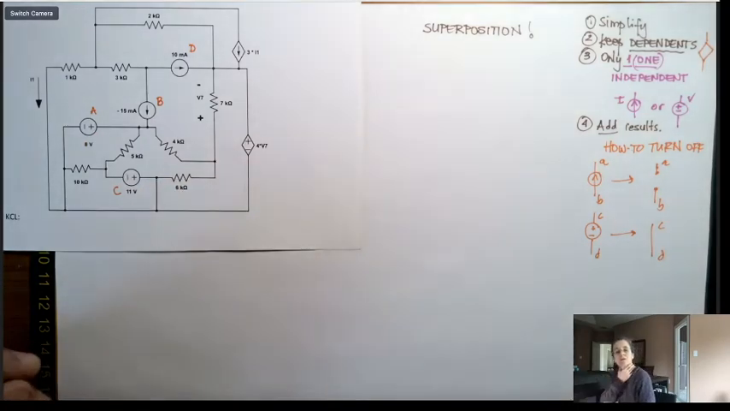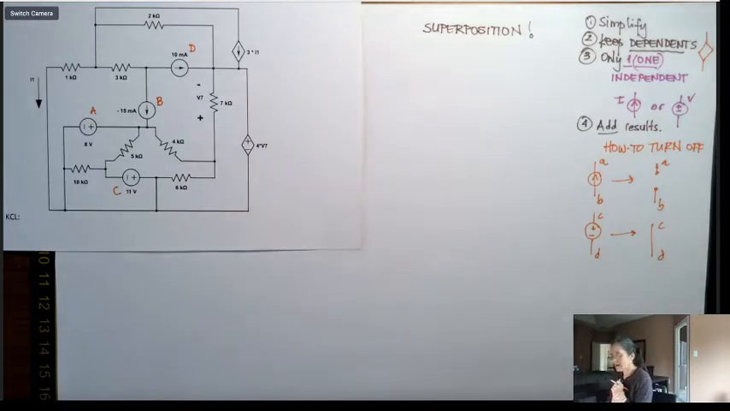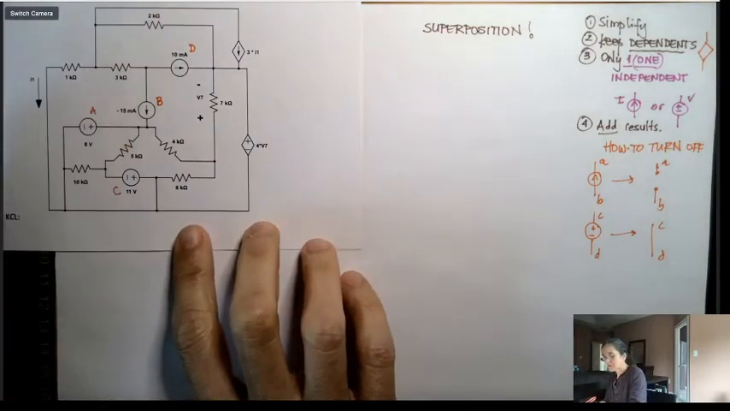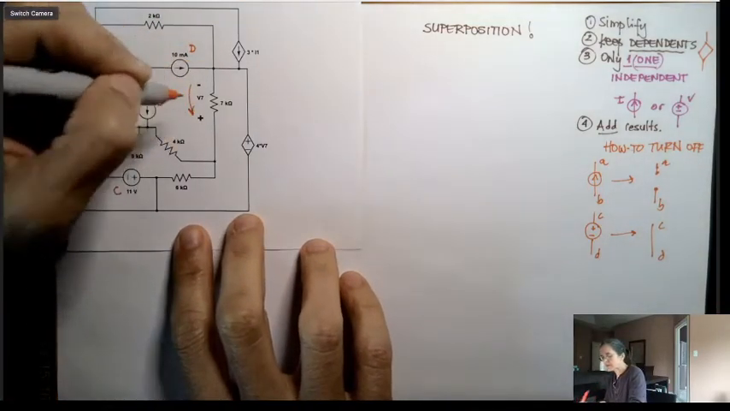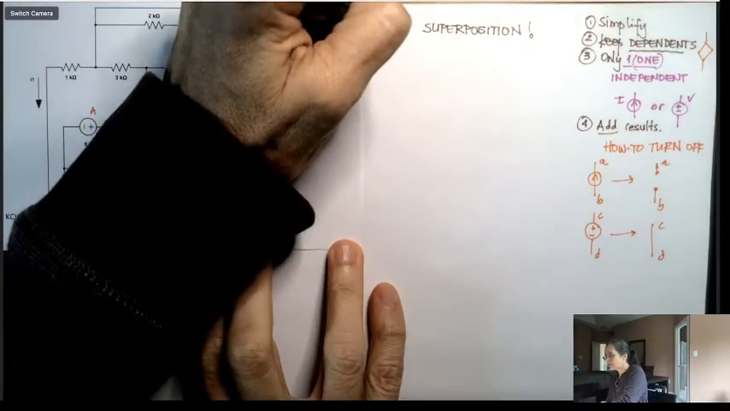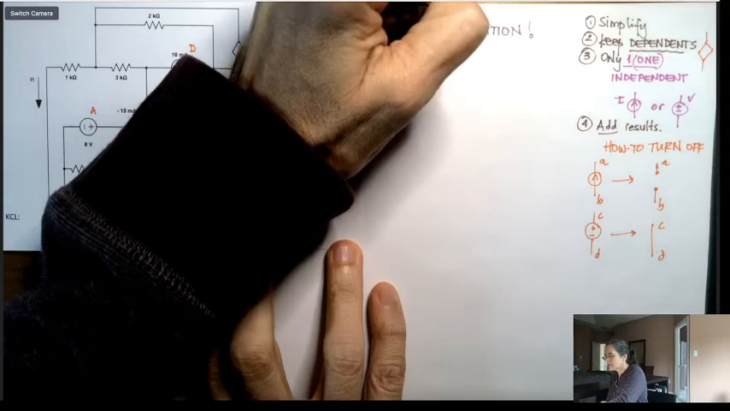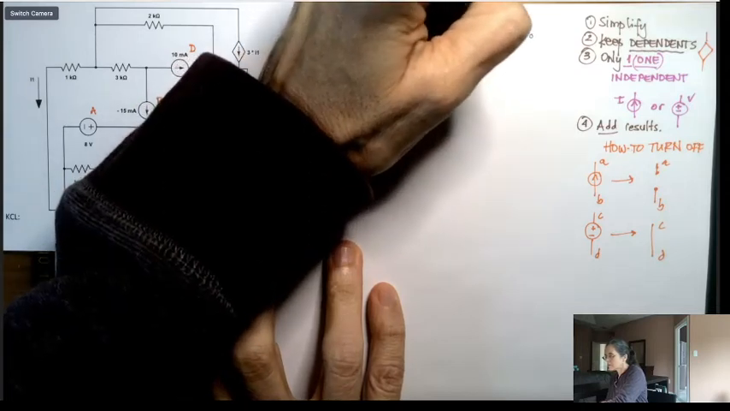In the next video, I'm going to draw these 4 circuits, and then the solution through superposition would be adding up the answers for each one of them. What we want to find in the circuit is V7, and this is the V7 here. So, find V7 using superposition.